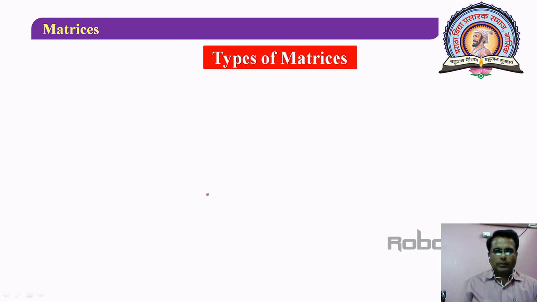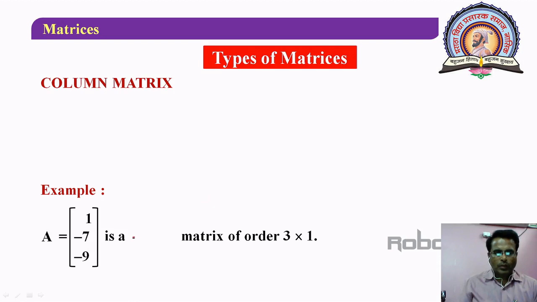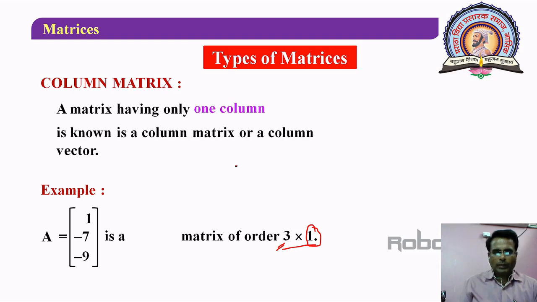Next we have to consider another type, with an example again so we get it clear. Suppose this matrix contains 1, minus 7, minus 9. Now you will observe that this is a matrix of order 3 by 1. So it has only one column and any number of rows. Any such matrix which has only one column is called a column matrix, and it is also called a column vector, and it can contain any number of rows. So this matrix A contains only one column, therefore it is a column matrix, and its order is of the type something by one.